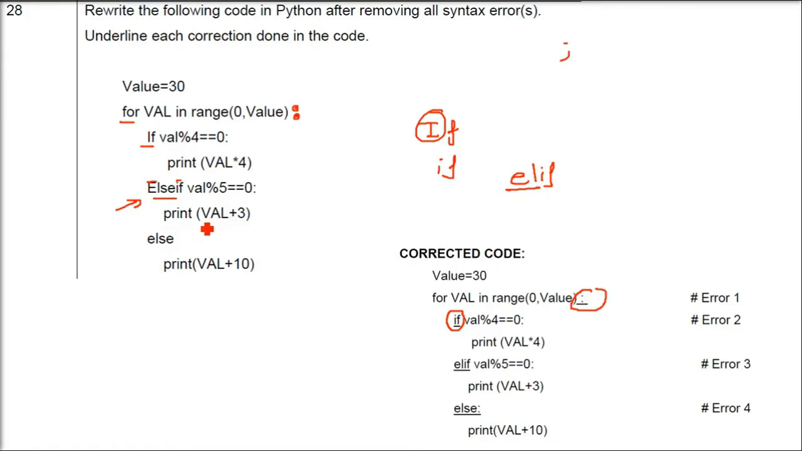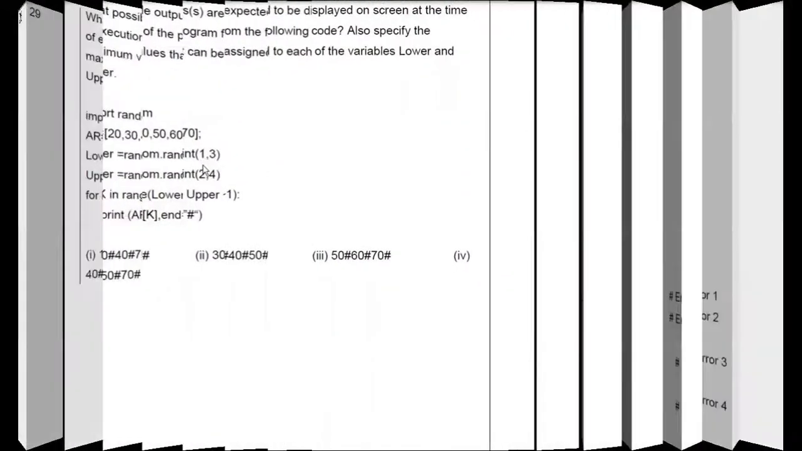This is also correct. Print val plus 3. Now else colon, if colon. What about the last else? Why are you not giving a colon? You have to give a colon here also. Else. So this is the fourth correction you have to do. First, second, third, fourth. And we corrected it as well.